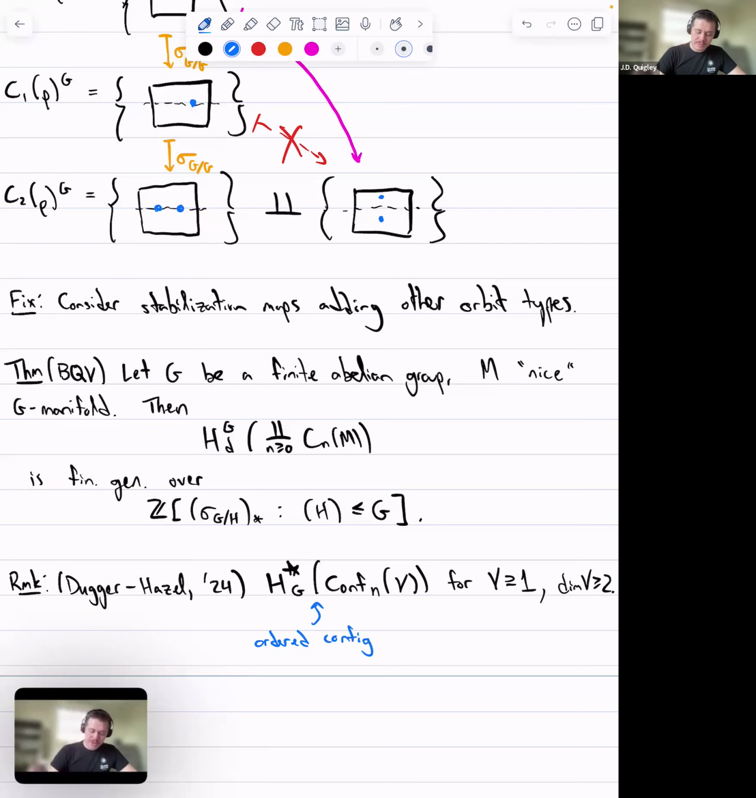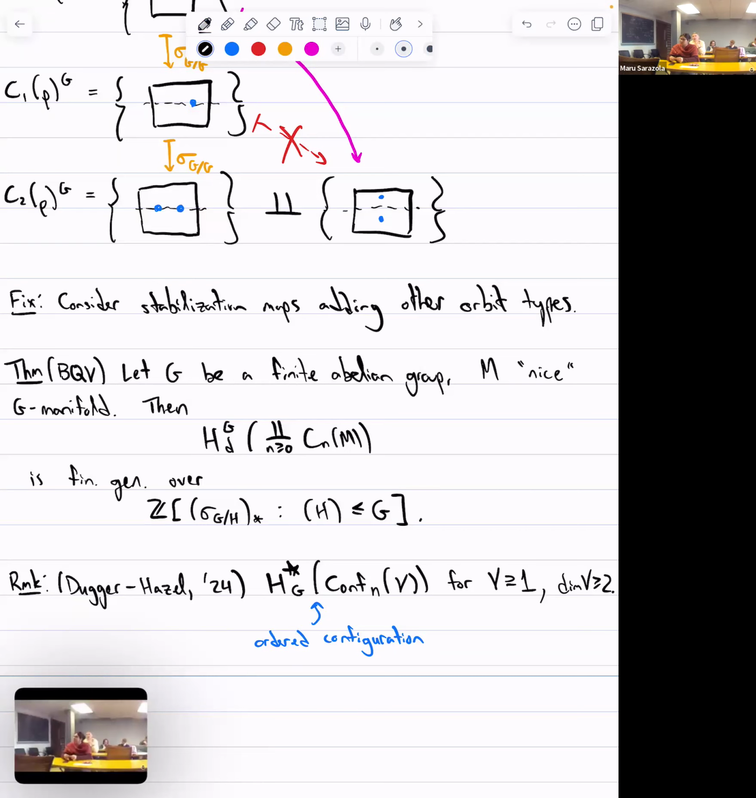So I mentioned this connection to equivariant power operations or Dyer-Lashof operations. And I guess this computation is, I think, a bit closer to actually understanding what those are, at least for certain V. Okay, so that's the theorem. Are there any questions before I talk a little about the proof?